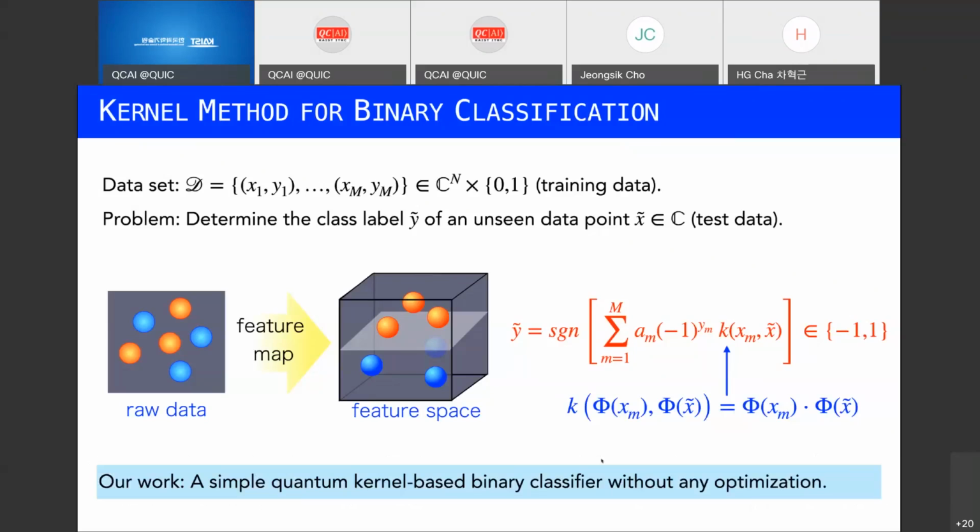Our work was actually to realize a simple kernel-based binary classifier, but it's not really the same as a support vector machine, because what we did was still non-parametric. We did not optimize the weights to find coefficients that are non-zero only for support vectors. So basically, it's more like a KNN type. We used all the data that's available, but it's a distance-based binary classification.